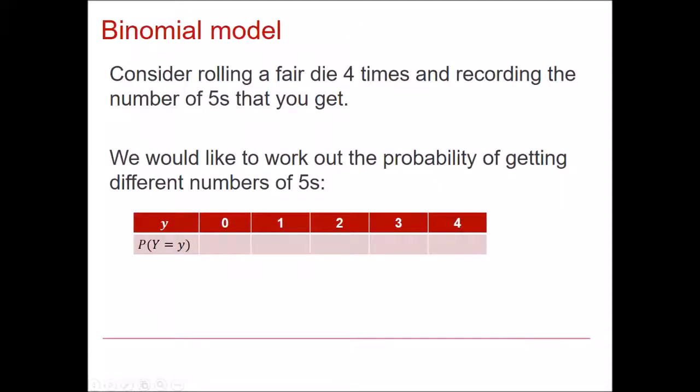We're next going to look at a binomial model. And this is an example of a binomial model. We're going to roll that same fair die 4 times, and we're going to record the number of 5s that we get. We want to know the probability of getting different numbers of 5s. Now clearly we're rolling it 4 times, so we could get no 5s up to 4 distinct 5s.